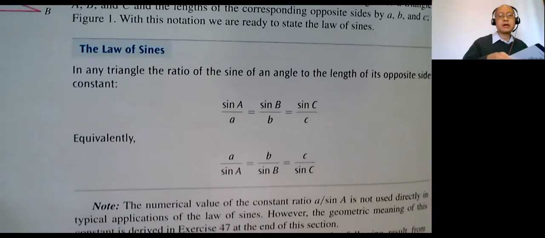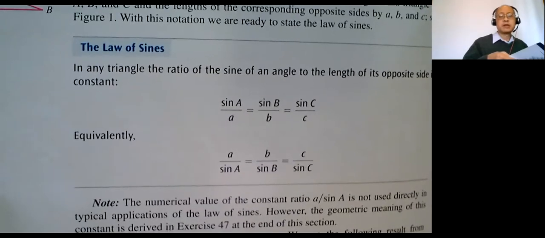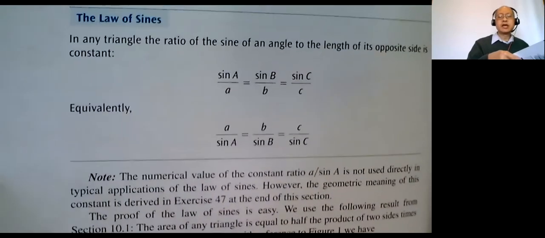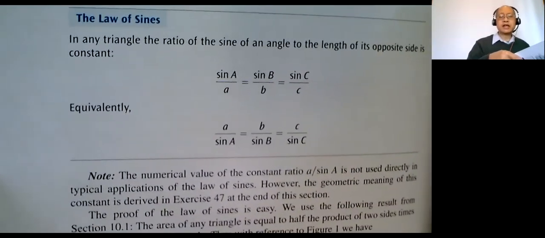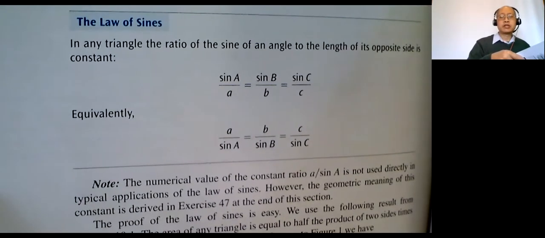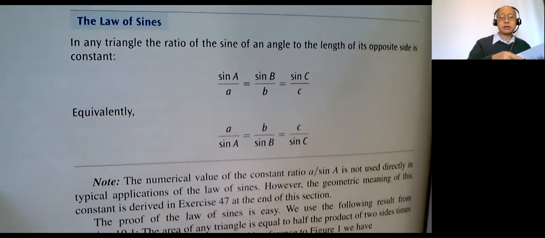Page 682. There we are. Sine A over A, sine B over B, sine C over C. See where it says equivalently? Sometimes you see it written in that fashion, and it's the same thing. They flip it: A over sine A, B over sine B, C over sine C.